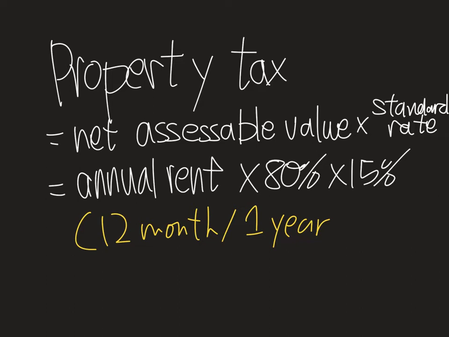The other one is annual rent, that means 12 months or 1 year, times 80% and times 15%.